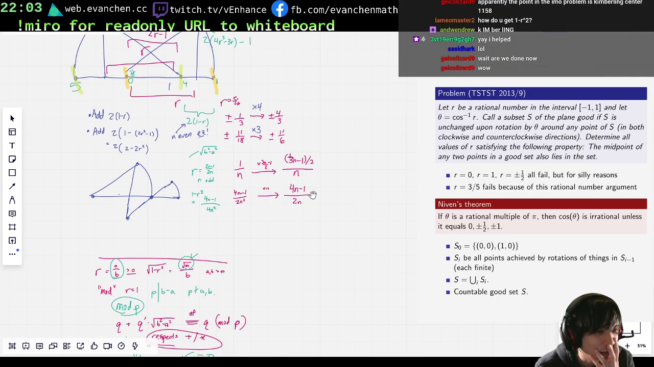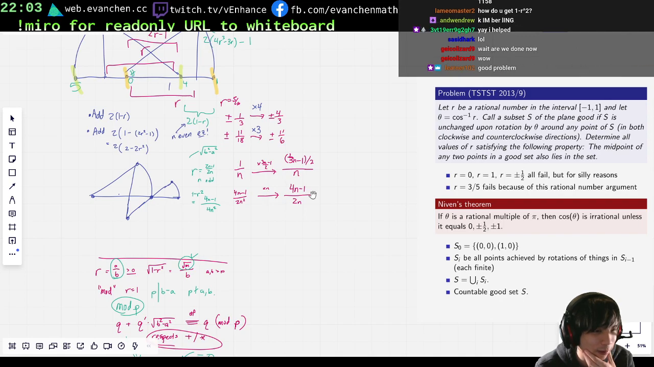I think this should show the only answers are 1 minus 1 over even denominator. Okay, actually, I only did the plus case, but the minus case doesn't... What did you get? So for r greater than 0, I got the only answers are 2n minus 1 over 2n for n strictly greater than 1. I didn't do the minus case yet, but I think it should be symmetric.